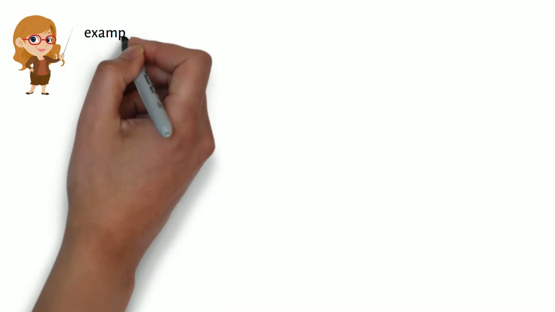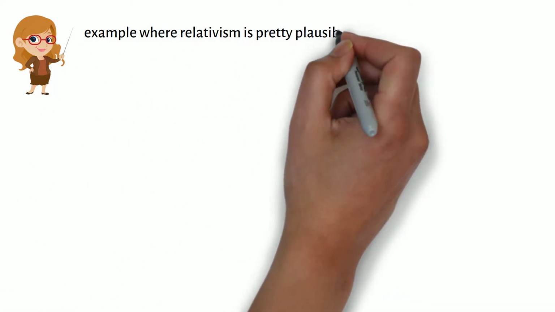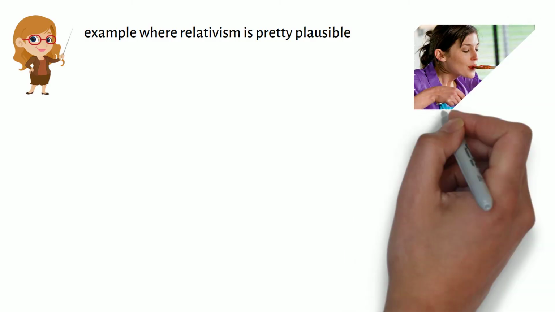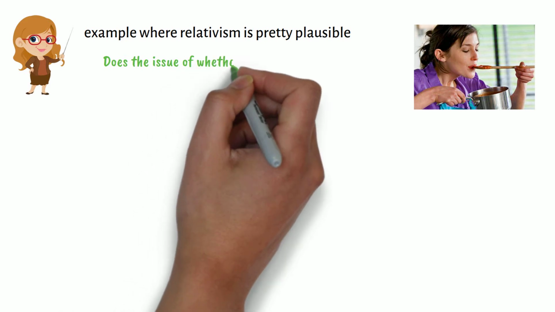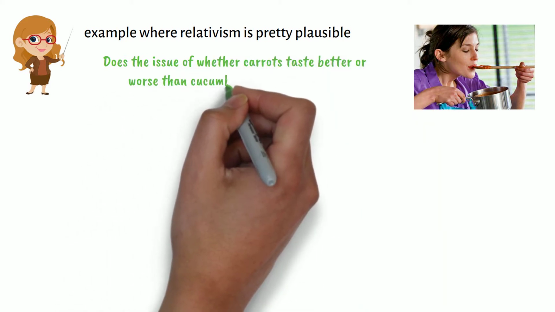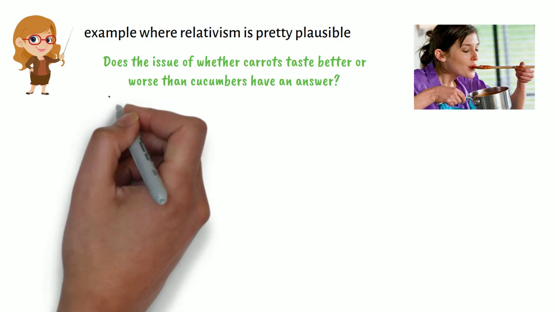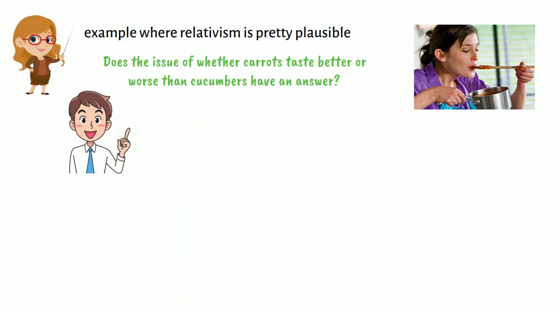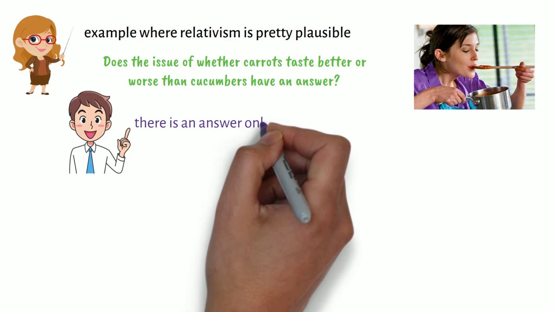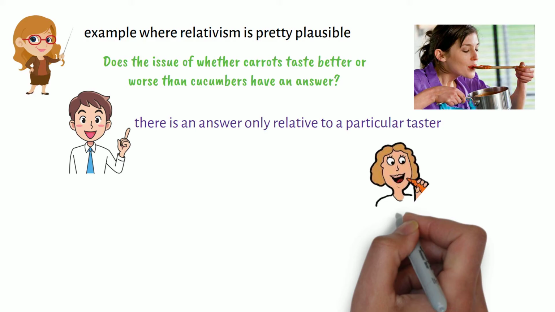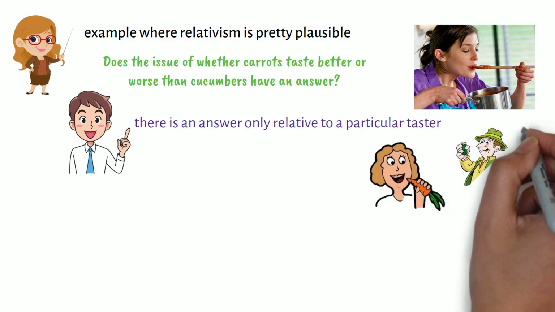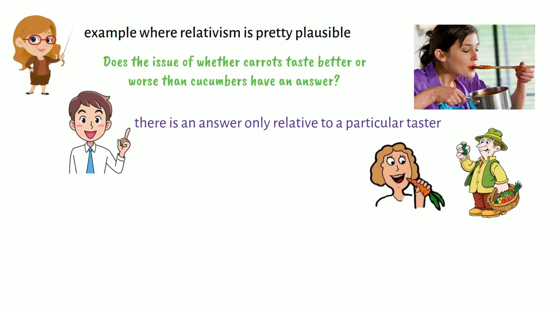Here is an example where relativism is pretty plausible. Consider the comparative merits of the taste of food. Does the issue of whether carrots taste better or worse than cucumbers have an answer? The relativist, with regard to this issue, would say that there is an answer only relative to a particular taster. Carrots may taste better than cucumbers to Mary, whereas cucumbers taste better than carrots to Fred. The relativist would say that there is no further question of who is right.